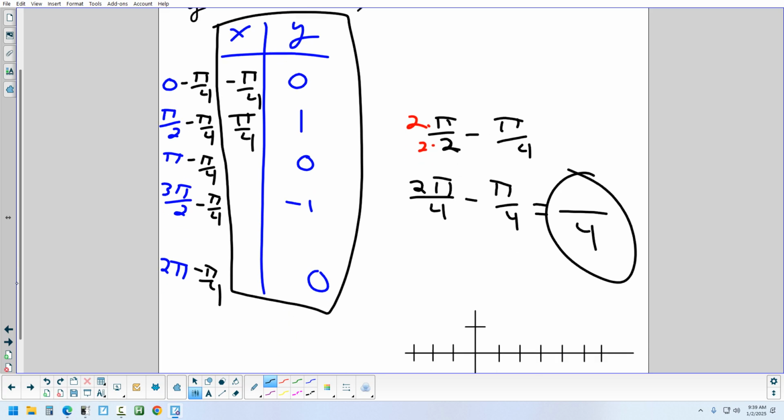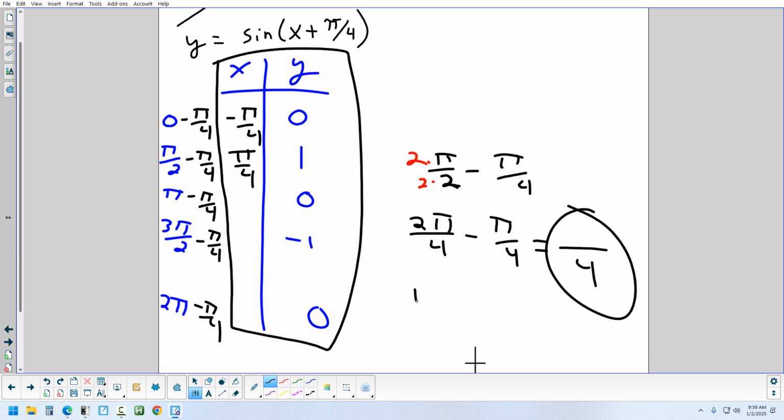Let's do another one of those. So pi minus pi over 4. Okay. What's the common denominator between 1 and 4? Yeah, 4. So let's do a times 4. And what's 4 pi over 4? Take away 1 pi over 4. 3 pi over 4. And now you should start to see a pattern that you could follow. Negative 1 pi over 4, 1 pi over 4, 3 pi over 4.